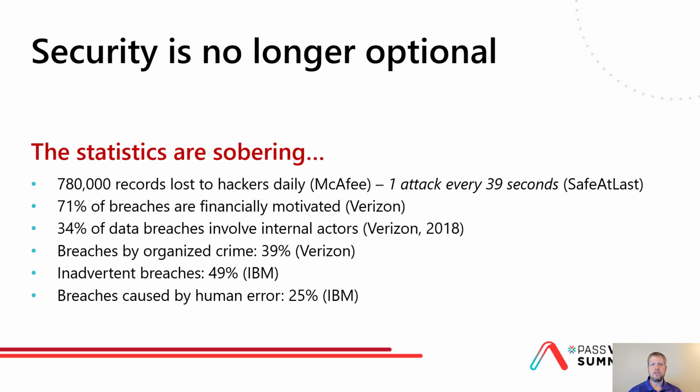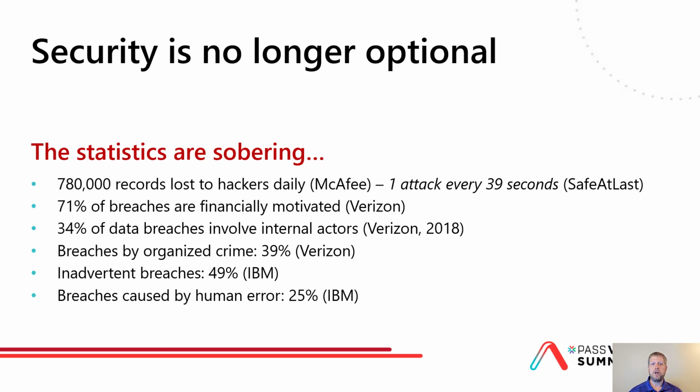In terms of more physical statistics, every day we lose about 780,000 records to hackers. That's one attack every 39 seconds. That's incredible. 71% of these breaches are financially motivated. There's a large contingent of organized crime in this. 34% of data breaches involve somebody inside the company in one way or another. Some of this is inadvertent. Some of this is intentional by somebody who had become a disgruntled employee or who is looking to make some extra money on the side.